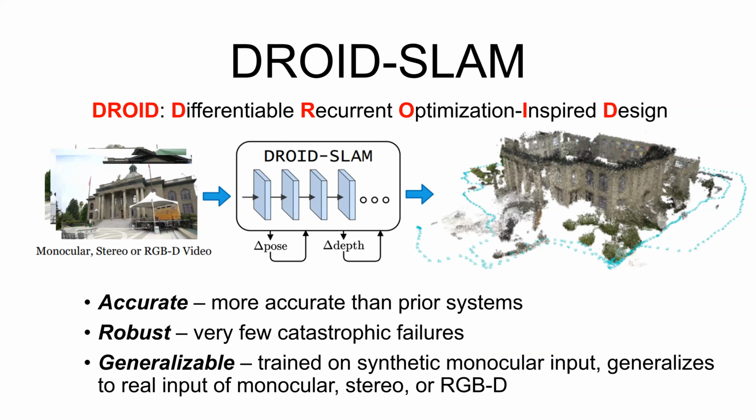What we propose is a new SLAM system built using deep learning. And we call the system DROID-SLAM. DROID stands for Differentiable Recurrent Optimization-Inspired Design. What we really focus on is closing this accuracy gap between these deep learning systems and these classical systems. We also put a lot of emphasis on robustness. We really want the system to work anytime we use it. You can just take a video with your cell phone and it should produce good reconstructions. And finally, we're trying to build a system that's actually generalizable. It's very unlikely that the system is going to be applied to the same data it's trained on. So we want a system that will work on new data that it hasn't seen before.